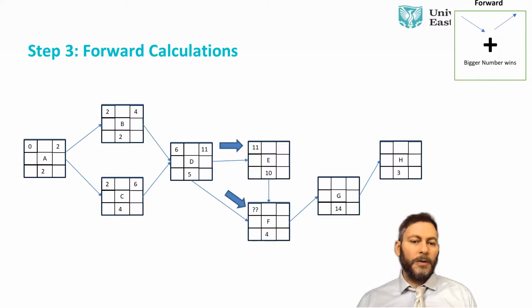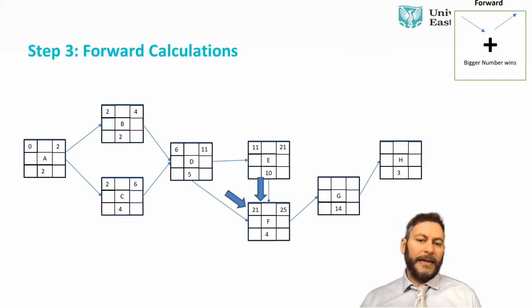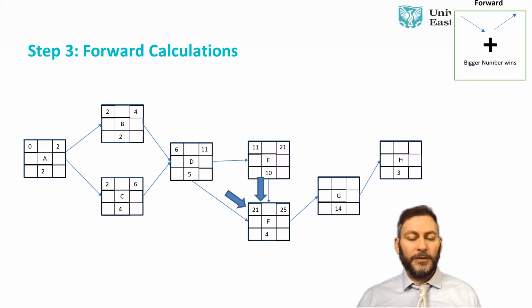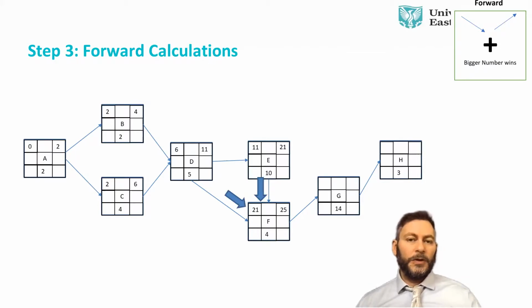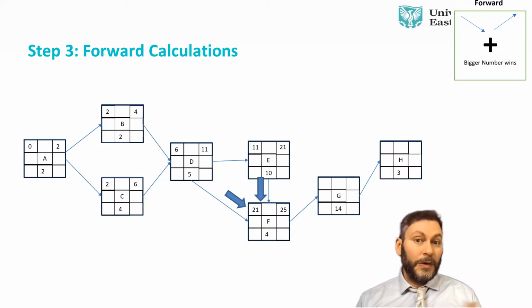And we said we always have to go with the bigger number. So let's add the E. And when we add the E, 11 plus 10 is 21. So between 21 and 11, which one is a bigger number? The bigger number is going to be 21. So always we go with the bigger number. We have 2 inputs when we're doing forward. We go with the bigger numbers. We saw it in D, and now we saw it in F.